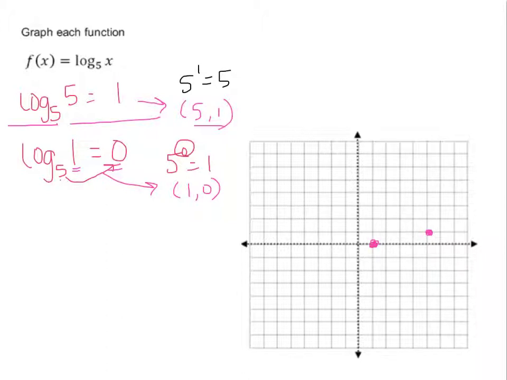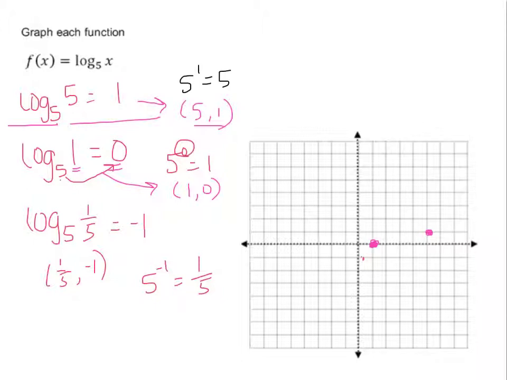And then the one other point that we can figure out would be log base 5 of negative 1. So 5 to the negative 1 is 1/5. So log base 5 of 1/5 should equal negative 1. So that gives us the point (1/5, -1). So we're going to plot the point (1/5, -1).